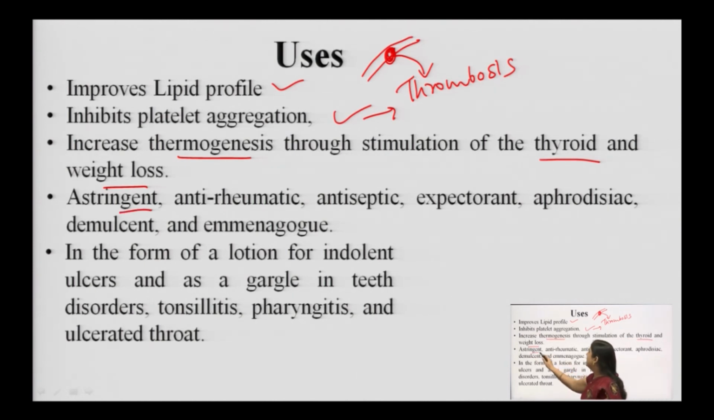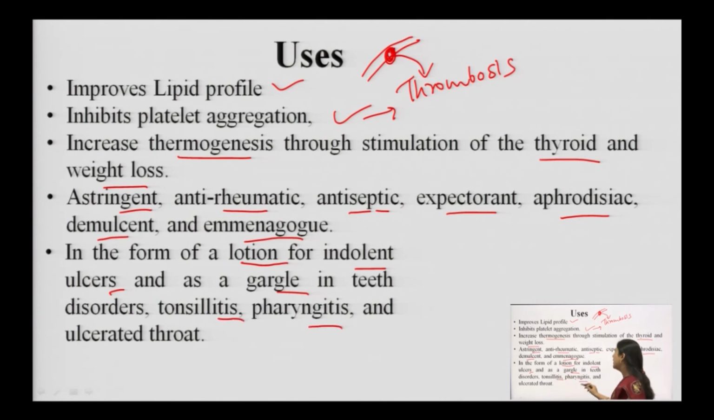Then it is used as astringent, anti-rheumatic. Astringent means protein precipitant, anti-rheumatic means for joint pain, antiseptic means antimicrobial, expectorant, aphrodisiac means sex stimulant, demulcent means cooling effect, emmenagogue means enhancing menstruation. So, it is having multiple effects which are even proved scientifically in modern days. And then it is used in the form of lotion for indolent ulcers, in the form of gargles in the mouth, for tonsillitis, pharyngitis and ulcerated throats. So, in the mouth, in the throat region, if you have any problem, you can use this guggul. So, these are the different important uses of guggul.